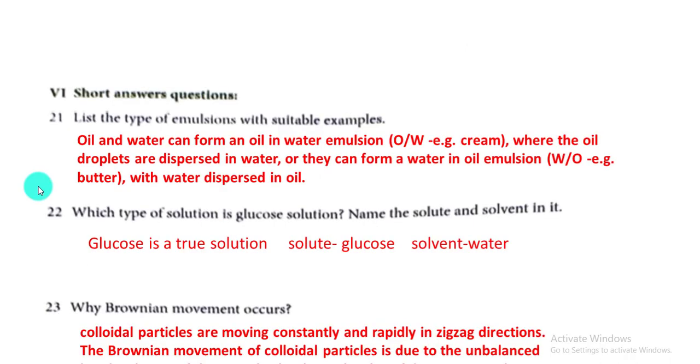List the types of emulsions with suitable examples. Oil and water can form an oil-in-water emulsion. Example, cream, where the oil droplets are dispersed in water. Or they can form a water-in-oil emulsion. Water-in-oil emulsion, we can have example, butter, with water dispersed in oil.